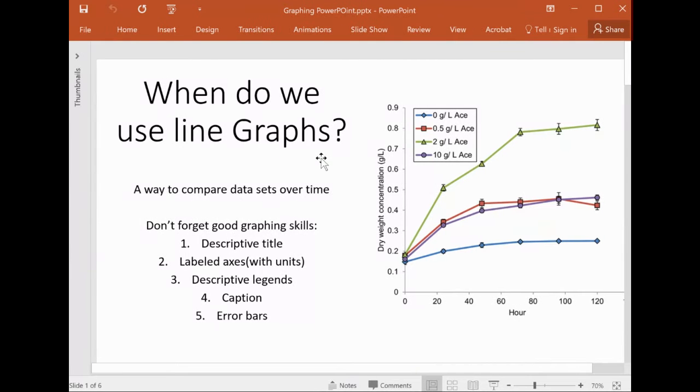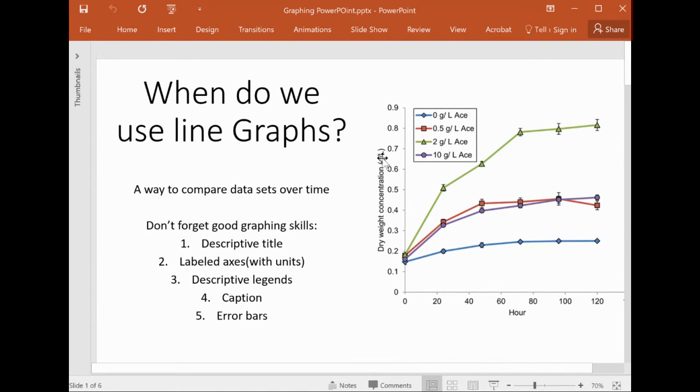Line graphs, like you learned in lab, are used to compare data sets over a period of time. You can see here, a lot of you are doing time courses like this, where they're minutes, or you're doing it every 7 days or something like that, and you're using different types of treatments to see how they are affected over time. So that would be how you would use a graph like this.